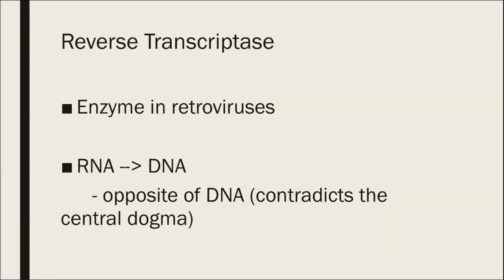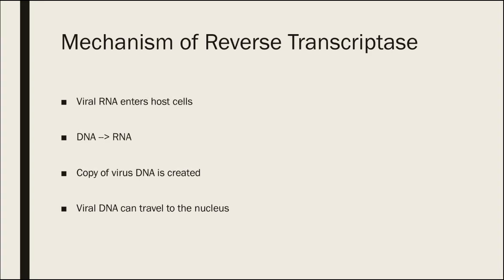One of the things that makes retroviruses unique is reverse transcriptase, which is an enzyme. The enzyme allows the virus to convert RNA to DNA. This is considered unusual in biology because we think of the central dogma where DNA turns into RNA, which then turns into proteins. But retroviruses do the reverse, and that's why they're called retroviruses. This step is pretty important because it lets the viral genetic material eventually become a part of the host cell's DNA.